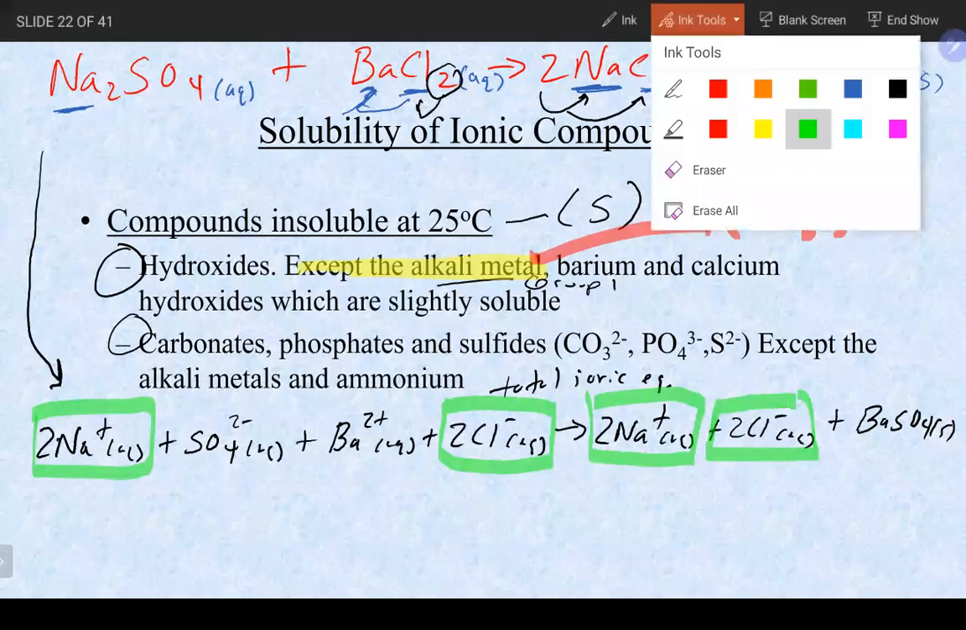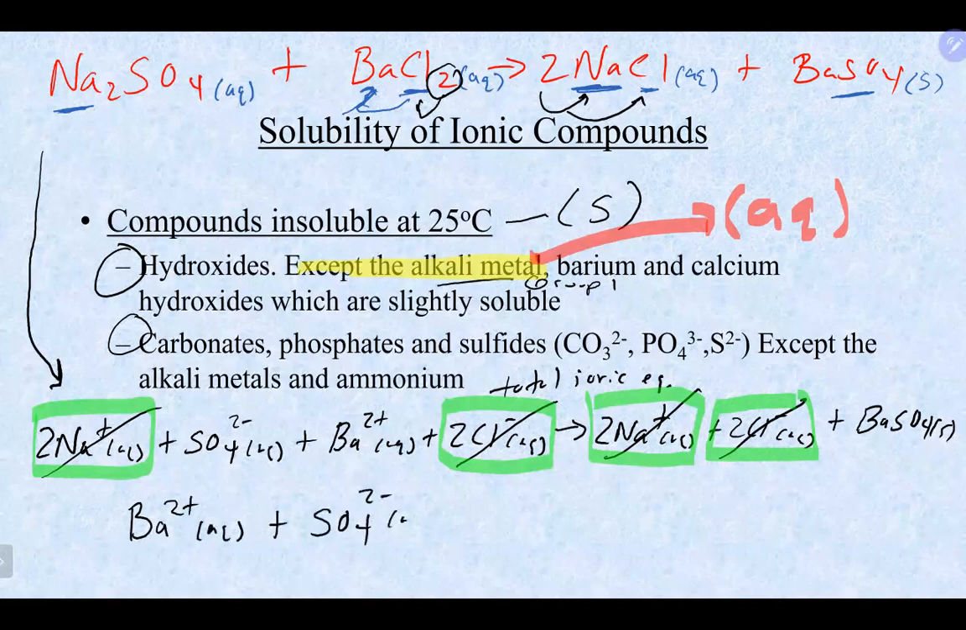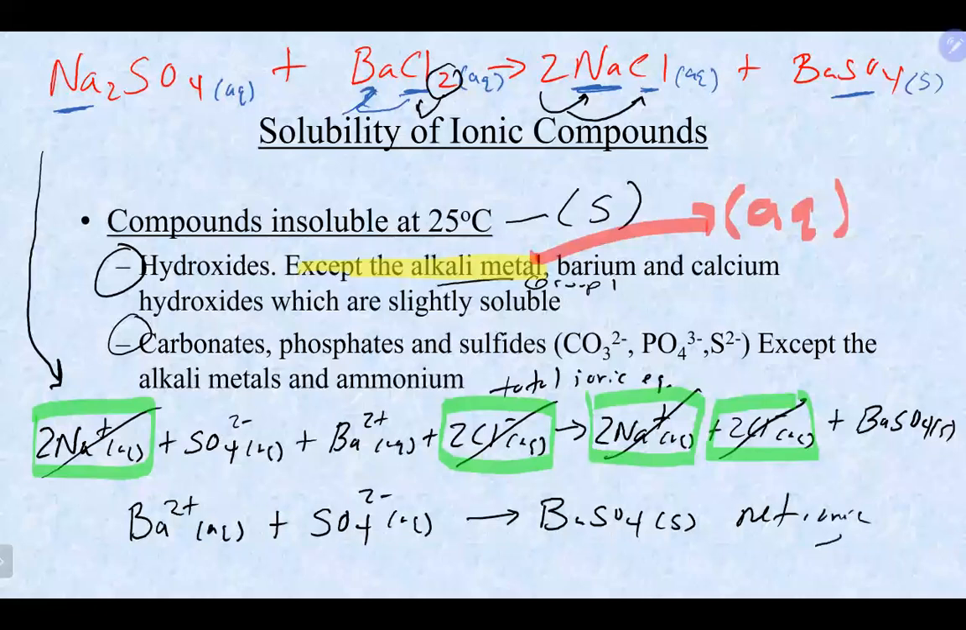Once again, to get to our net ionic equation of what's really happening when we mix those two things together, we cancel out our spectator ions, and we are left with our net ionic equation, which is really the barium ion going and finding the sulfate ion, making our solid here, our barium sulfate, which is our net ionic equation. Any questions on any of that there?